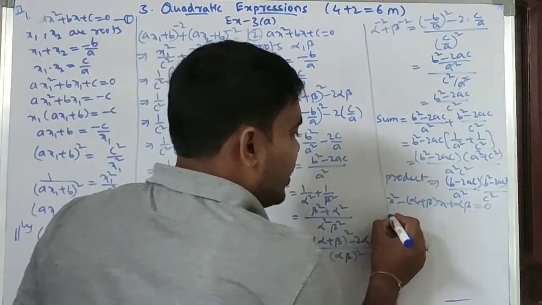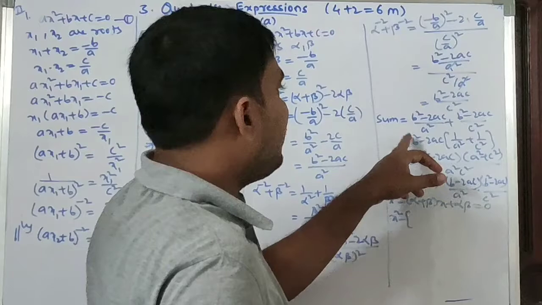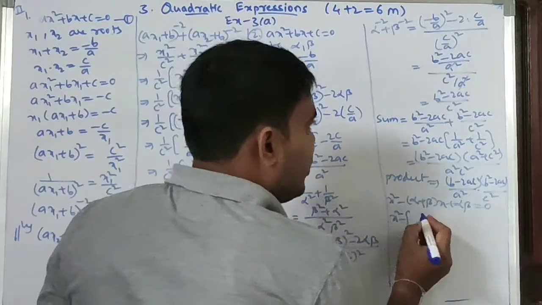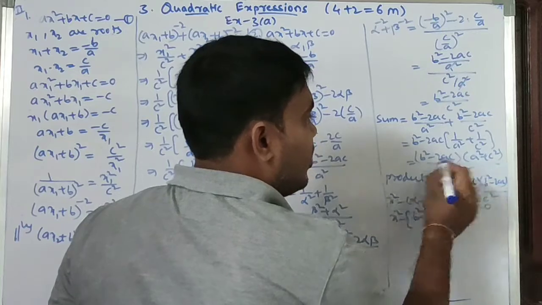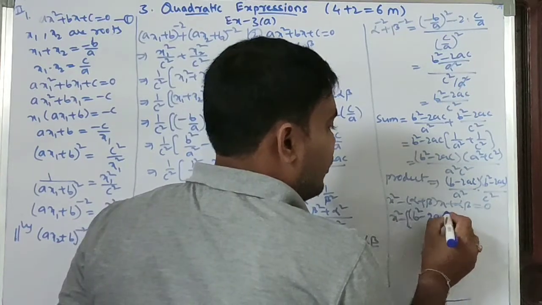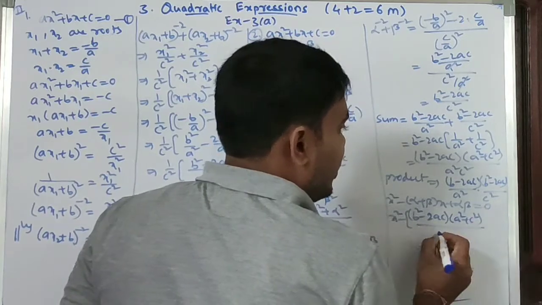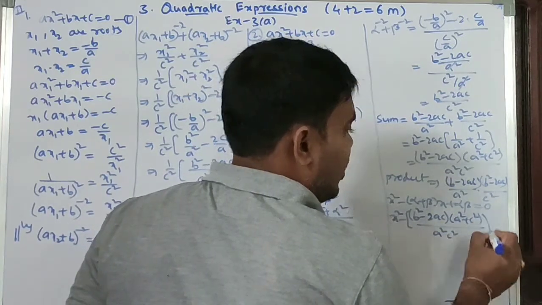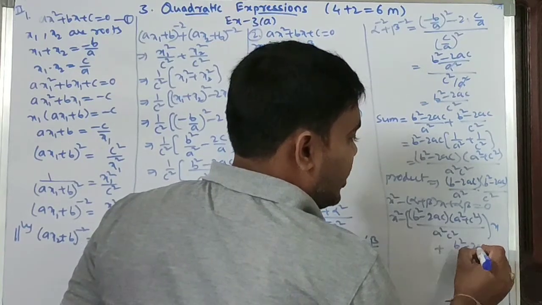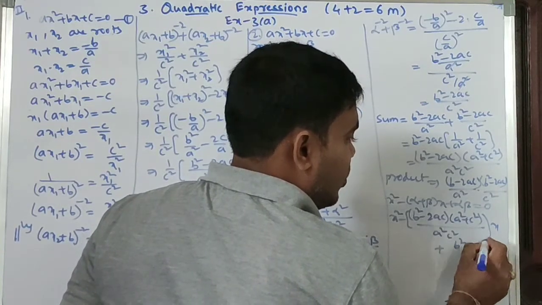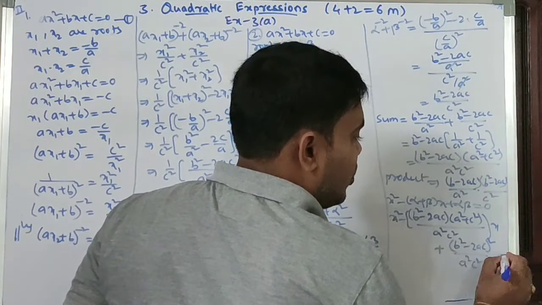Next, x square minus (alpha plus beta), which is nothing but the sum. This one, (b square minus 2ac) of (a square plus c square) by a square c square, into x plus alpha beta, (b square minus 2ac) whole square by a square c square, equal to 0.